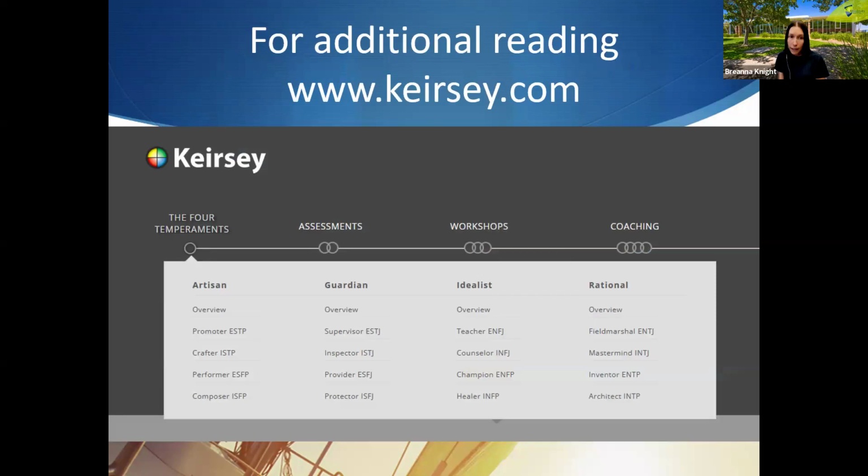We also have another link on the Moodle page if you're interested, which is just a different way of looking at the personality types. This is the Keirsey scale. It's a different way of grouping those personality types into artisan, guardian, idealist, and rational. I'd be interested in that as well, but that's an optional one.